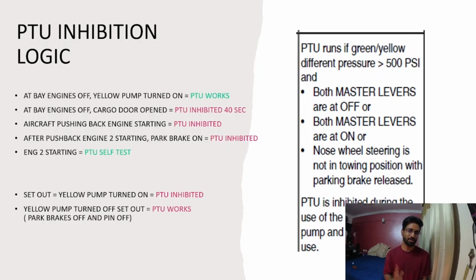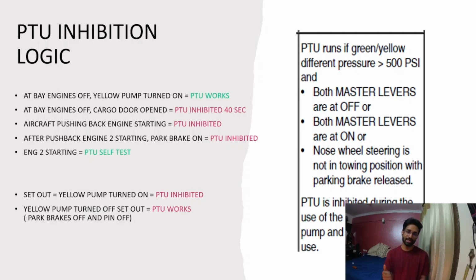The moment the yellow electric, before taxi, okay, before taxi, we'll turn on the yellow electric pump. So before taxi, if I turn on the yellow electric pump, the 500 PSI will be gone, right? Because the green is there, the yellow is there, both don't have a pressure difference, so that is also not gonna work, correct? So that is the reason why it will not work during single engine taxi.